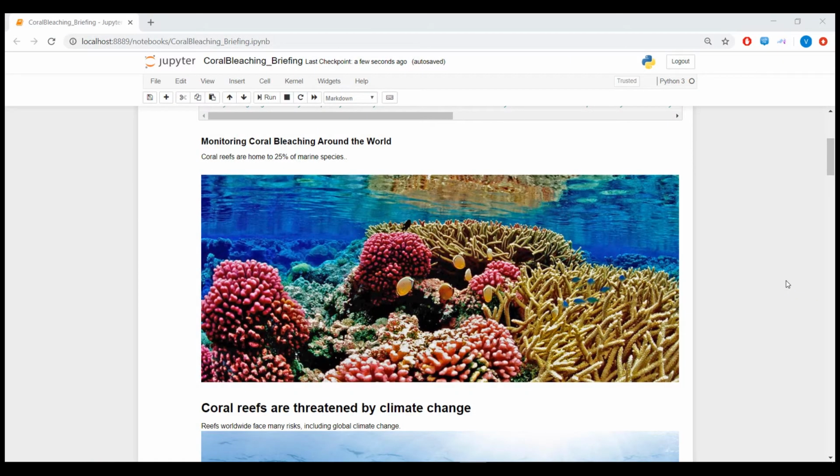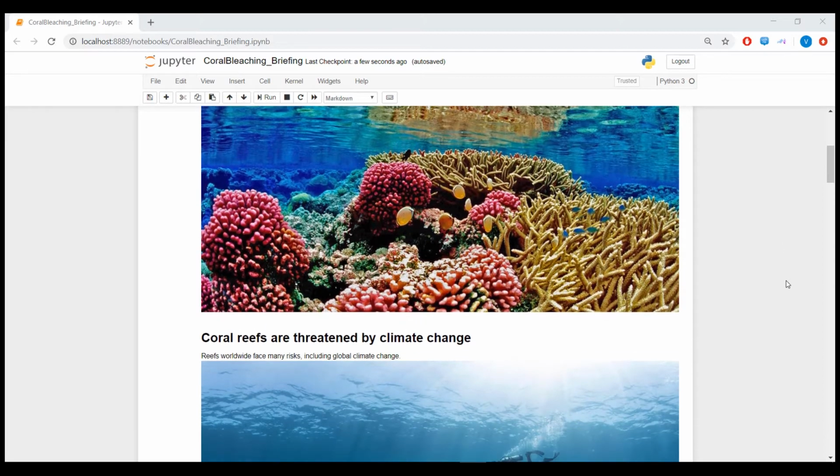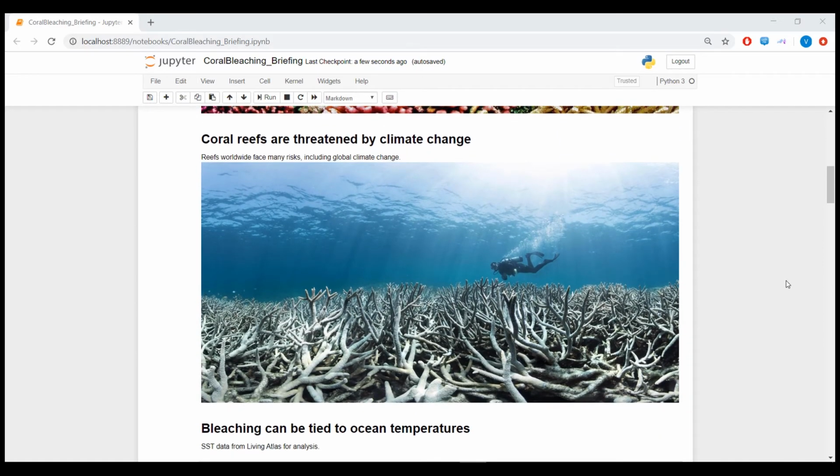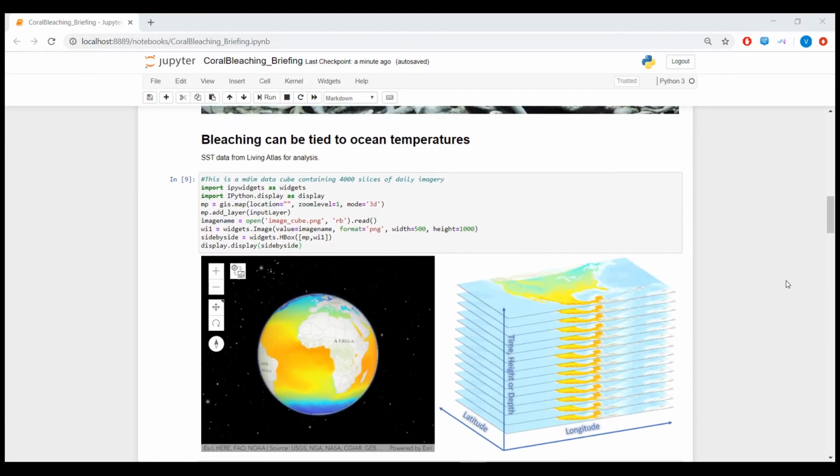I'm going to show you a powerful set of tools to do multidimensional analysis, tools that are accessible through the Python API. Coral reefs are home to 25% of marine species, making them one of the most important ecosystems on the planet. Unfortunately, reefs worldwide face many risks, including global climate change.